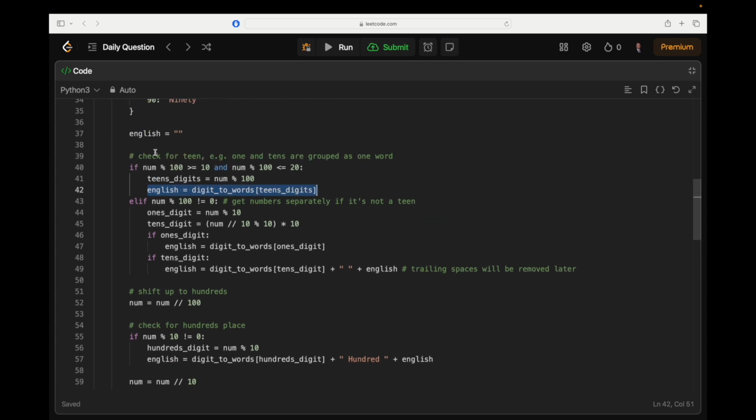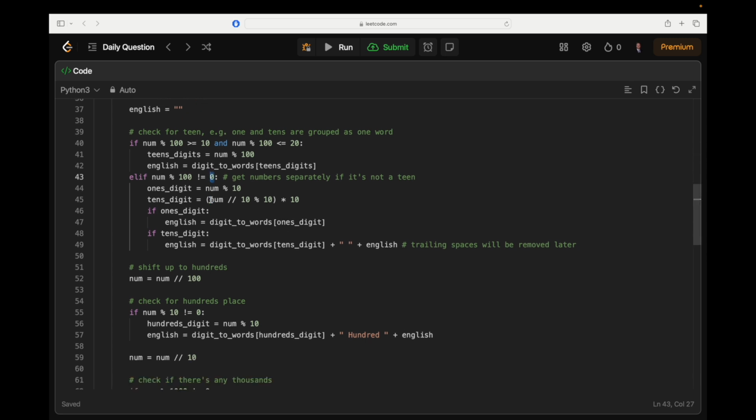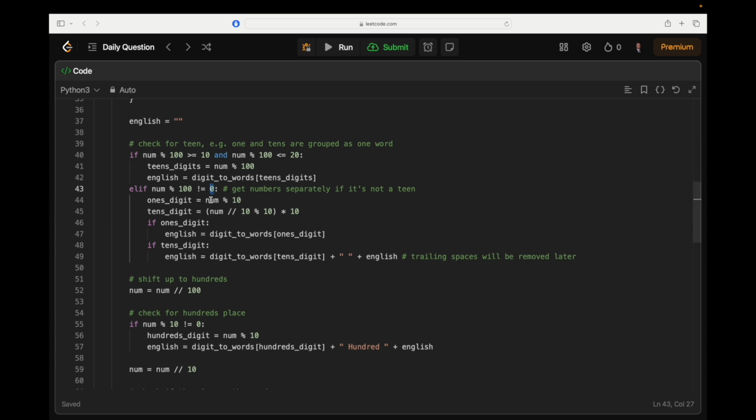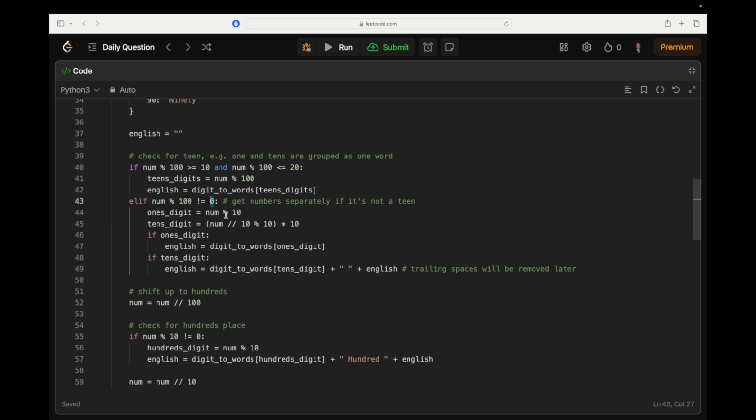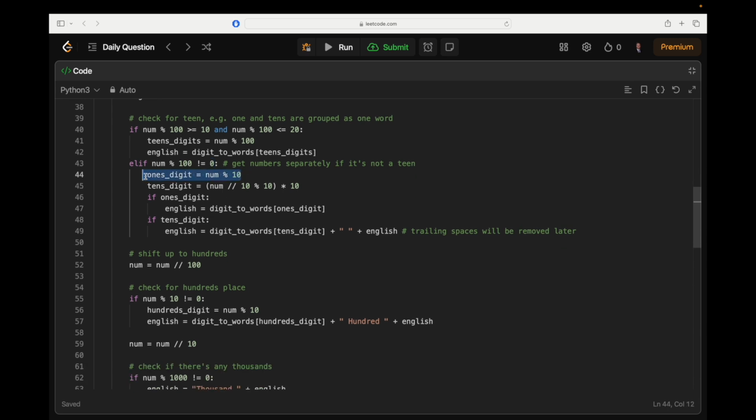Then if they're not grouped together, first we check that it's not zero, because we want to remember we want to ignore it entirely if it's a zero. You never want to say the word zero out loud. So we do the same thing just separately.